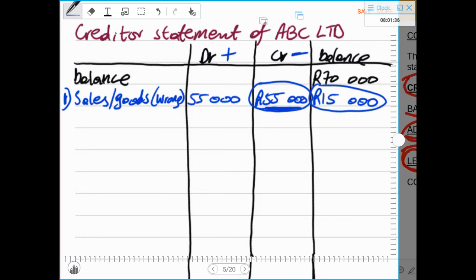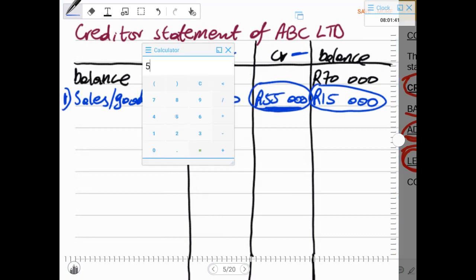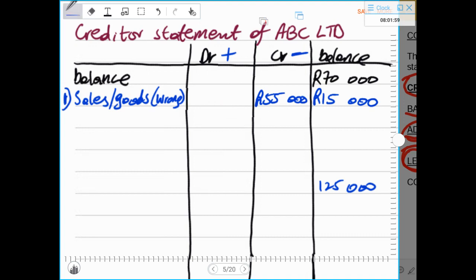If 55,000 was on this side, that will mean the balance was going to be 55,000 rands plus 70,000 rands. That means the correct balance was supposed to be 125,000 rands. So now we can see that the current balance is an amount of how much? It is 15,000 rands. And this balance is underestimated because it was supposed to be how much? It was supposed to be 125,000 rands.